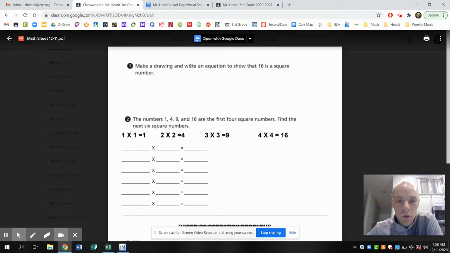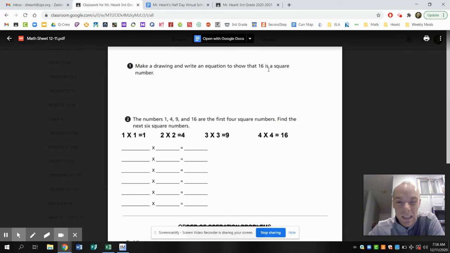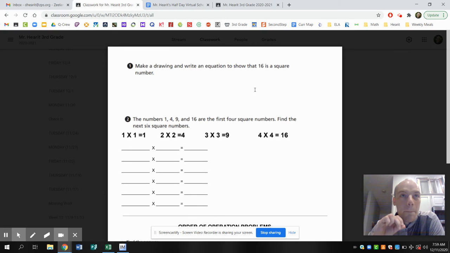Number one, it says make a drawing and write an equation to show that 16 is a square number. Remember, square numbers are answers to square equations. Remember, a square equation is two of the same number, like 2 times 2, 3 times 3, 4 times 4. So what you need to make a drawing for is to show that 16 is a square number. So what two numbers are the same that make 16? What two numbers can you multiply? What two factors can you multiply to make 16?